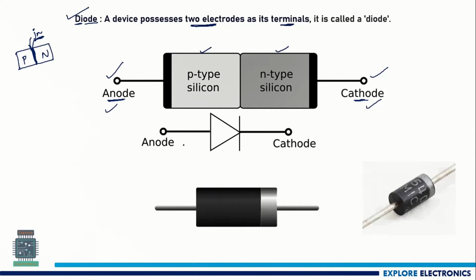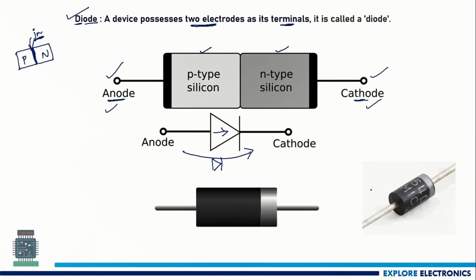The symbolic representation of this diode is like this. It is a triangle with a line. This line indicates a junction and the triangle indicates the direction of current flow. This triangle is heading towards the cathode from the anode. So the current flow will be from anode to cathode, and it is in only one direction.